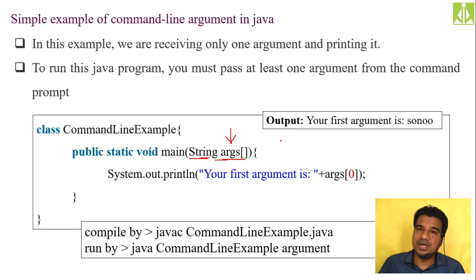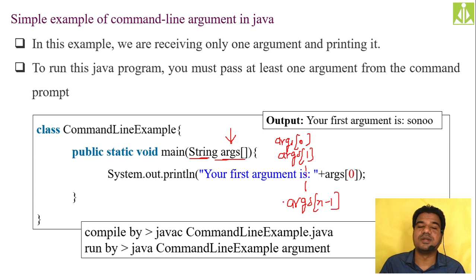So if you pass only one command line argument, that will become args of 0. If you pass two, one is args of 0, second one is args of 1. Likewise, if you pass n arguments, that will become args of n minus 1, that is, 0 to n minus 1. Likewise, all the command line arguments will be read inside this args array. It is an array. You can see the subscript, the square brackets after it.